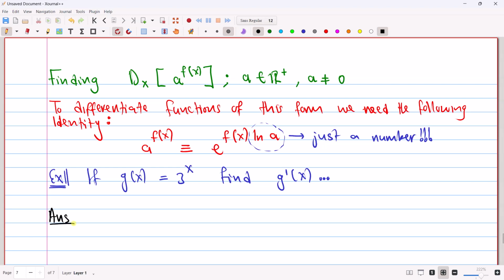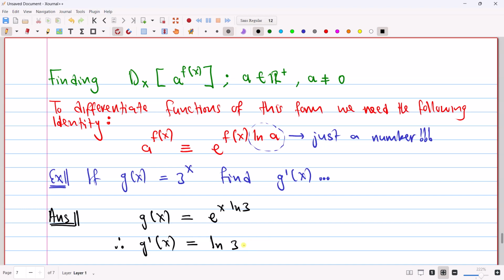To find g prime x, this is how we proceed. First we have to understand that, according to the identity, this g of x is none other than e to the power x ln 3. So what becomes g prime x? Now we know the whole procedure. I first take the power or the index of the exponent and differentiate it. If you differentiate x, it becomes 1, so what remains is just ln 3.